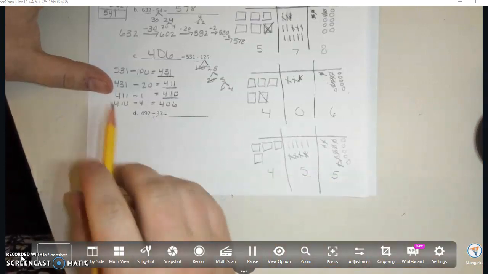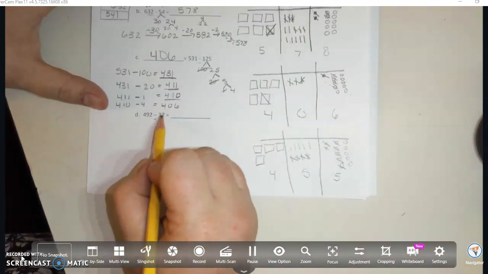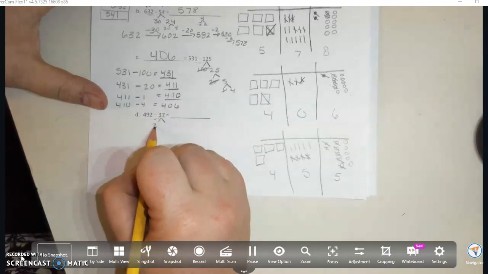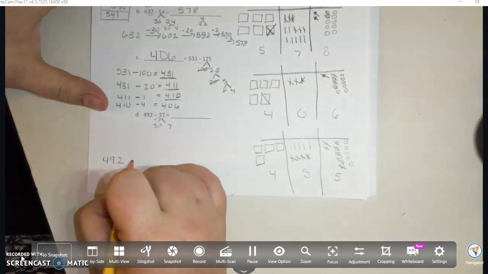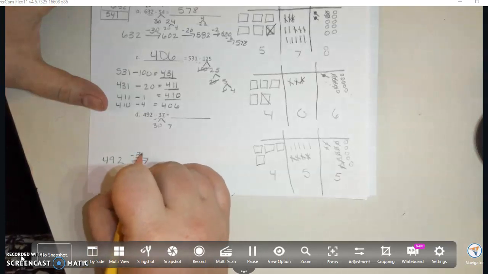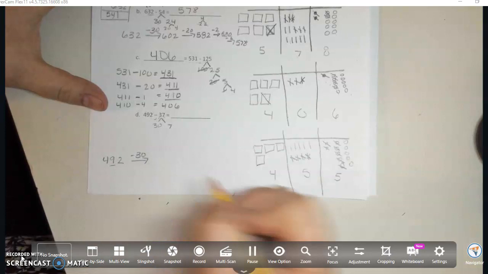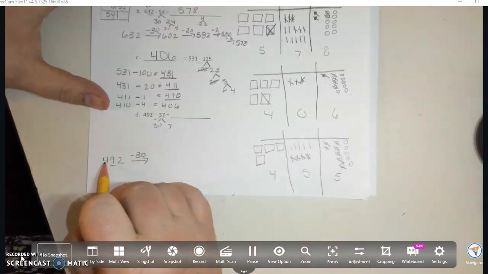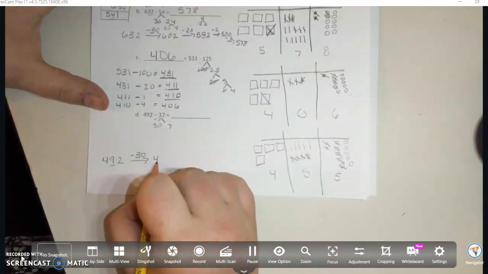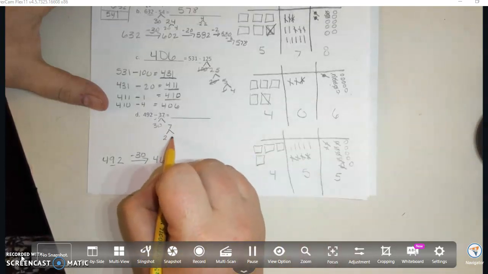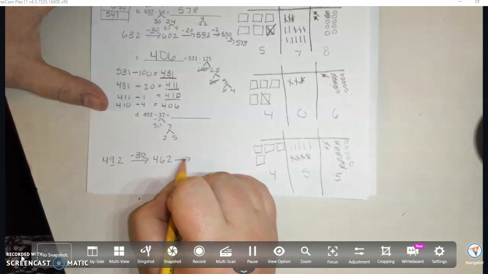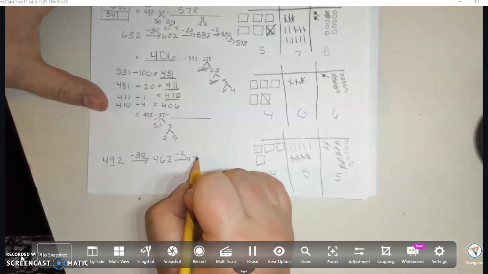To check my answer, I can do the arrow method. I'm going to break this up into 30 and 7. 492 minus 30, taking away from my tens space, so 462. And then that 7's a little harder. I'm going to break it into a 2 and a 5. Minus 2 is 460.